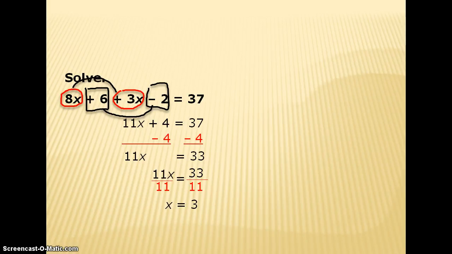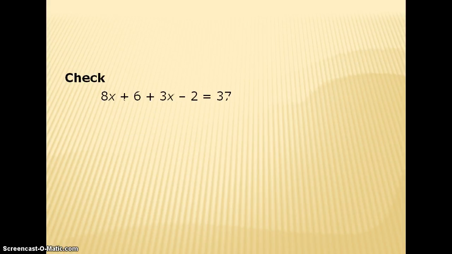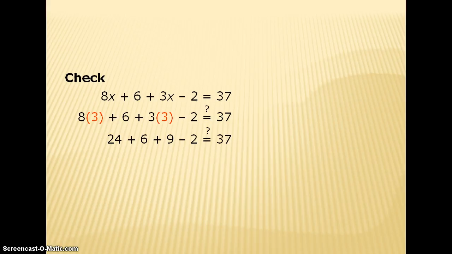Again, if we want to check our answer, we have to plug 3 in to all the places where we see x. This is what that would look like. 8 times 3 plus 6 plus 3 times 3 minus 2. Simplifying, we get 24 plus 6 plus 9 minus 2. Combining all those terms, we get 37.